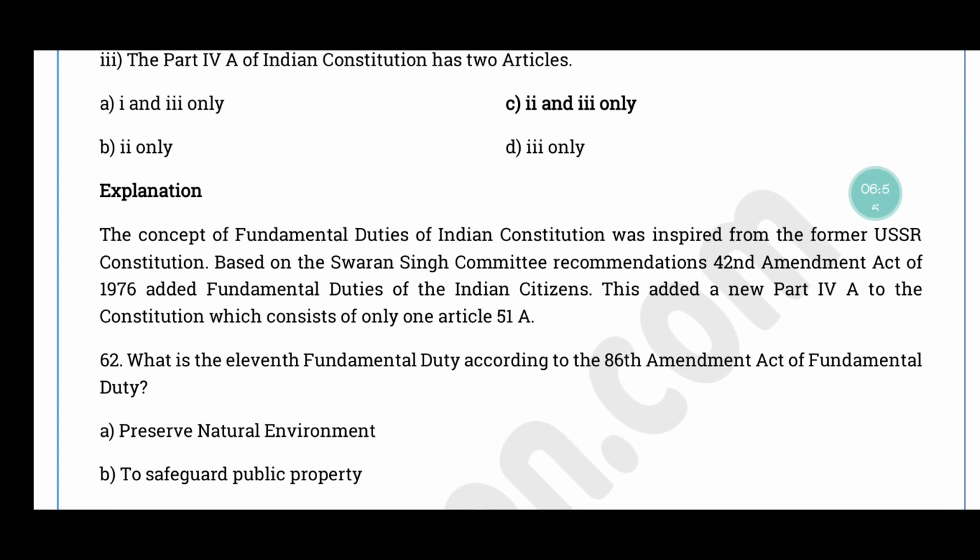The concept of fundamental duties was inspired from the former USSR Constitution. Based on Swaran Singh Committee recommendations, the 42nd Amendment Act of 1976 added fundamental duties to the Indian citizens.